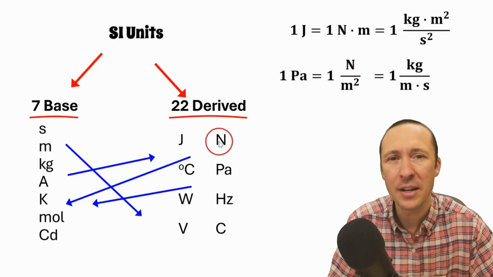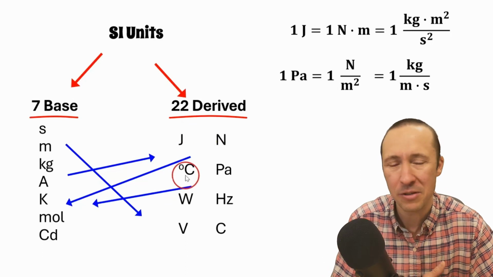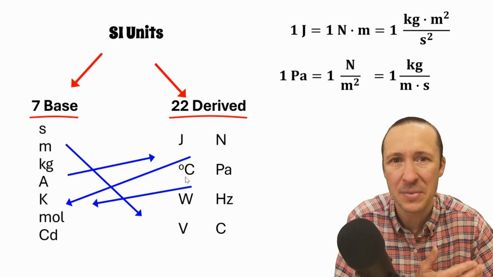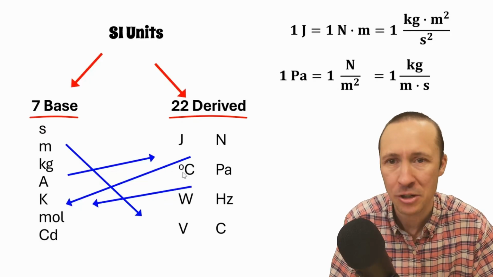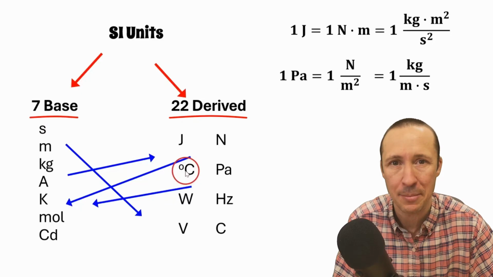Now, the only odd derived unit out here is degrees Celsius. You just can't put in degrees Celsius for Kelvin when you're using absolute temperature. It only works for a change in temperature.